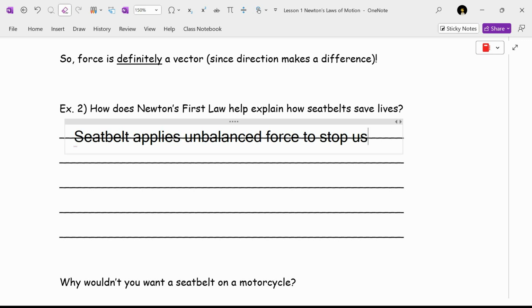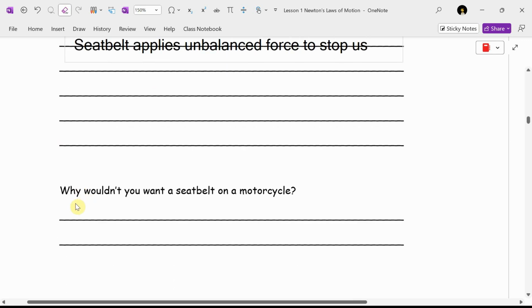Okay? Yeah, simple invention. Very simple. Okay, why wouldn't you want a seatbelt on a motorcycle? If they're so good. What's the big difference between a motorcycle accident and a car accident? What's the problem with being connected to a motorcycle in an accident? What does a motorcycle do in an accident that a car generally doesn't?